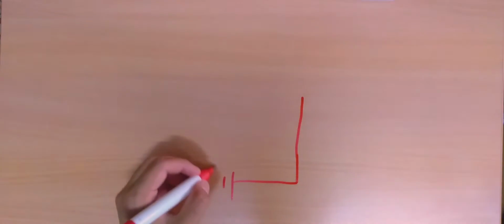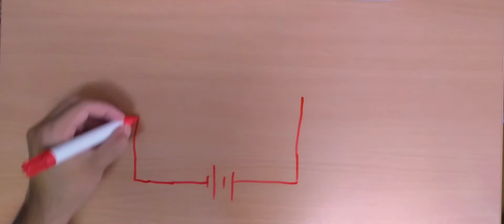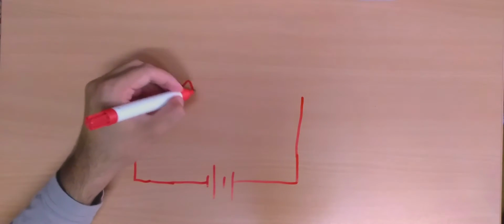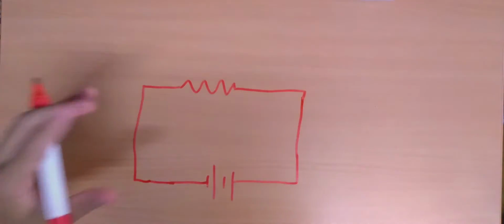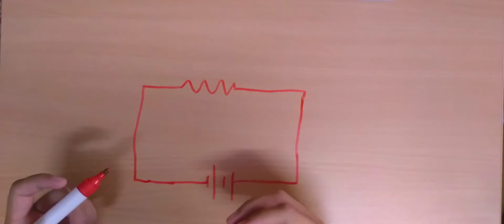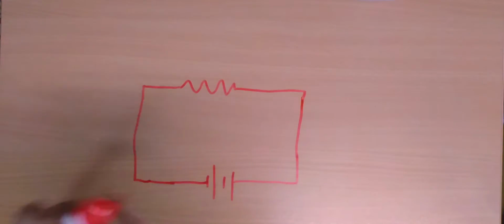Let's say I have a battery here. For now we'll just ignore the battery, and this is the remaining circuit. And let's say I have a resistor here, so it's a pretty simple circuit, and I have the wires. Now how do we visualize this to understand what's going on?